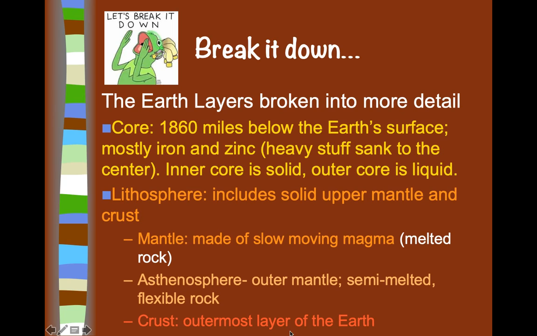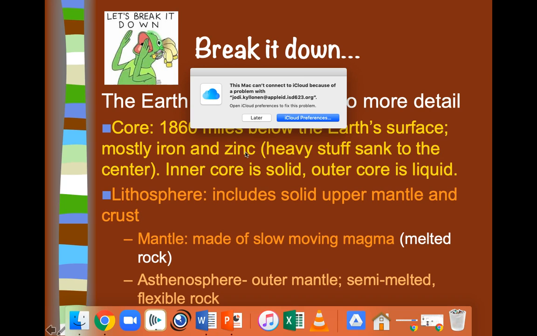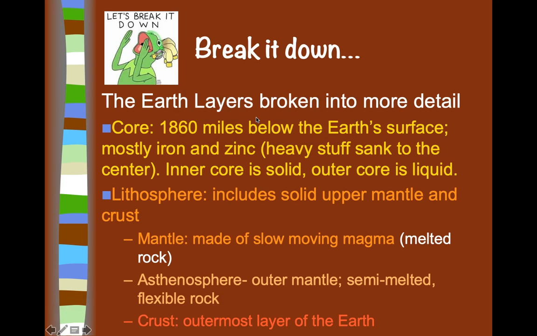And the crust is the outermost layer of the Earth. Think of it as what we stand on. If you're outside standing on ground, that is the crust of our Earth. The asthenosphere is just underneath it, and then just underneath that is the mantle. Those three things make up the lithosphere. And then underneath the lithosphere is the core, and the inner core is solid and the outer core is liquid.